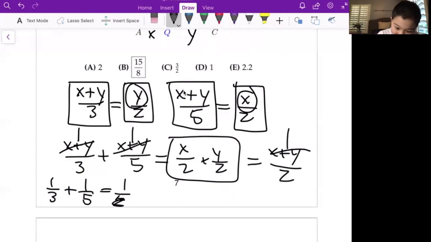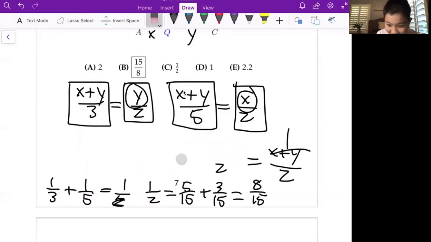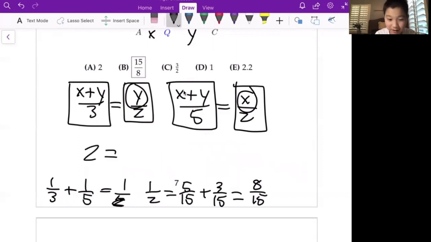So then 1 over Z is equal to, what's 1/3 plus 1/5? Let's change this 1/3 into 5/15, and then let's change this 1/5 into 3/15. That's 8/15. So that's 1 over Z. So we get Z equals 15/8. Yep, and we're done.